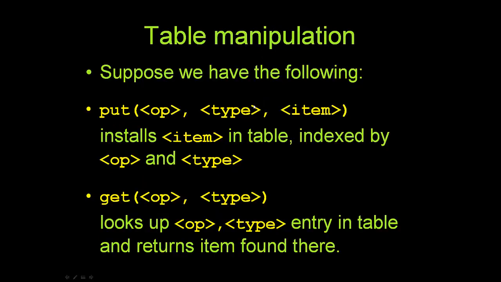Before we start, let's talk about some functions that we need to understand to manipulate the table. Essentially the table supports 2 different operations. You can either put: you put op and type, and the item is the function that you need to use to operate. And you can get op and type. So what you can put in the table for op and type, you can also extract using get. So it's put and get.